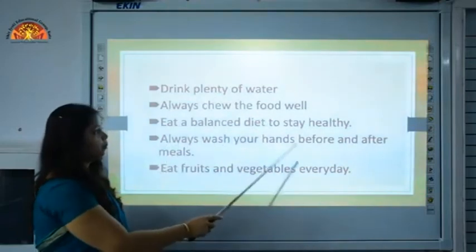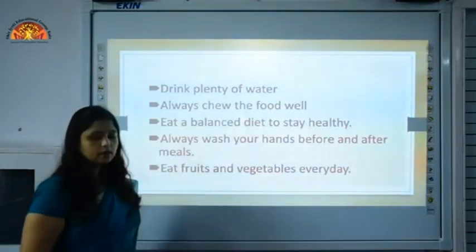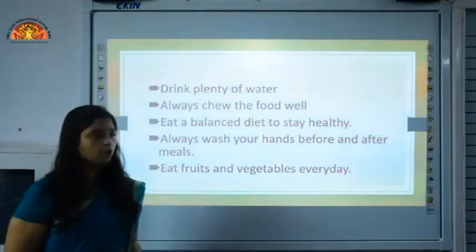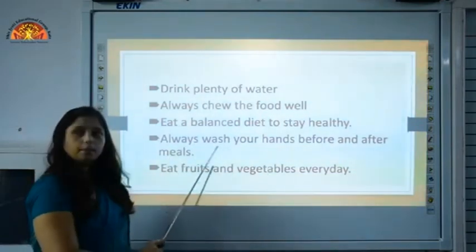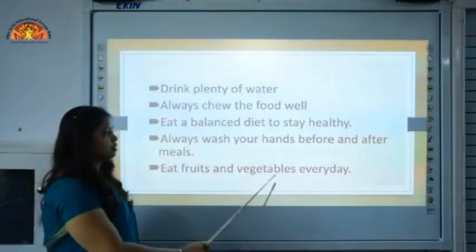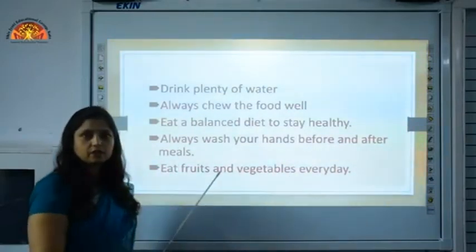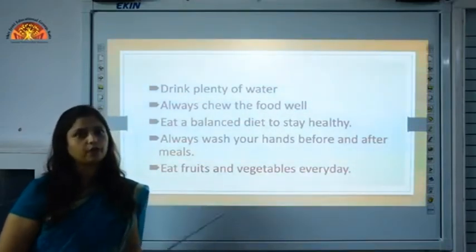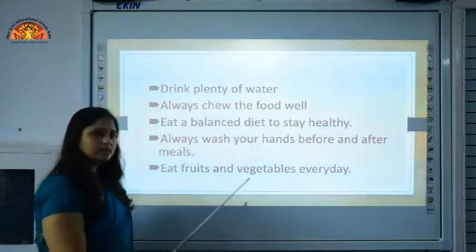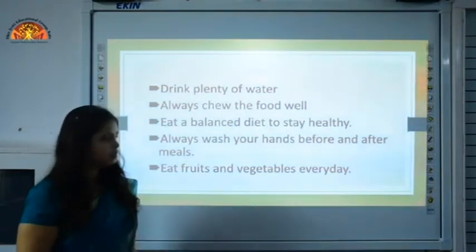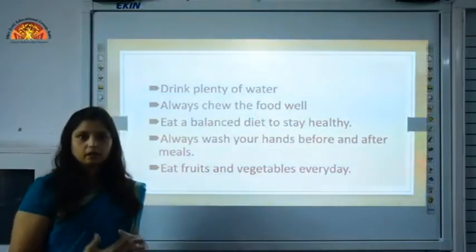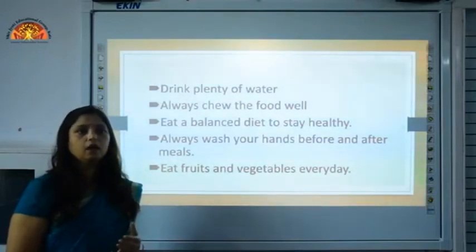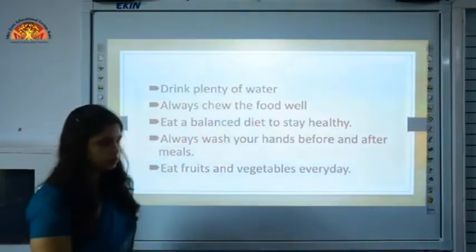Always wash your hands before and after meals, because dirty hands can cause infections, they contain germs. So you should always wash your hands before and after meals. Then eat fruits and vegetables every day, as they come in the category of protective food. They protect us from various diseases, so we should eat fruits and vegetables every day. Besides this, they also contain a lot of fiber, the roughage that you have studied in your lower classes also. That fiber helps in the proper functioning of the digestive system.